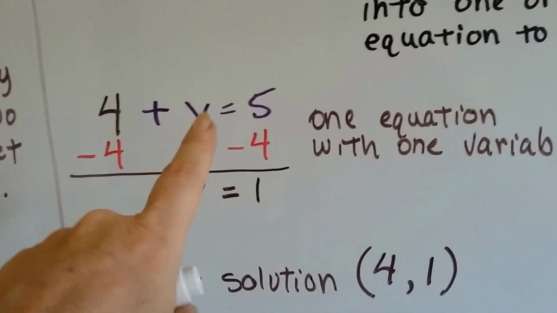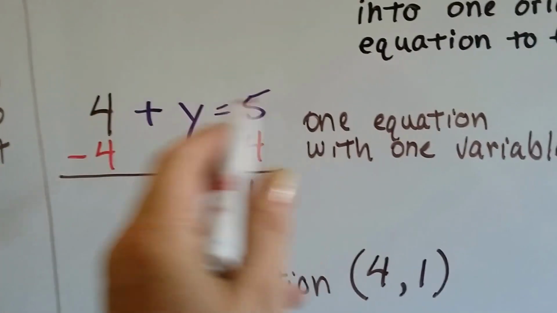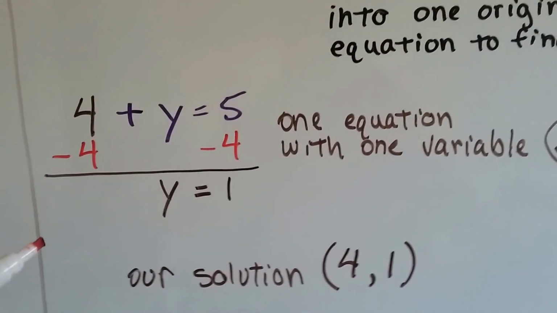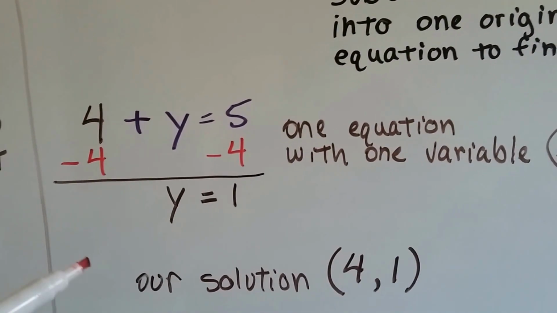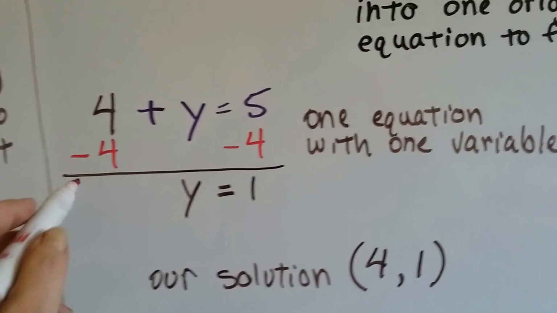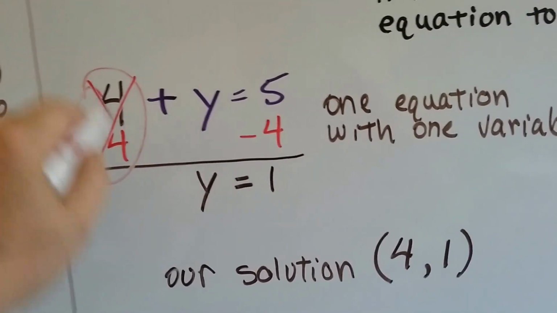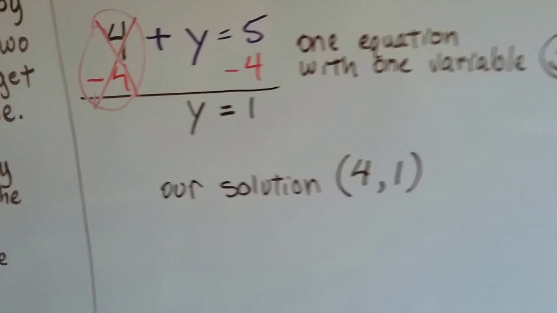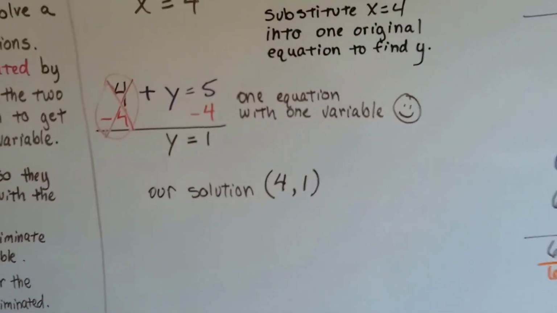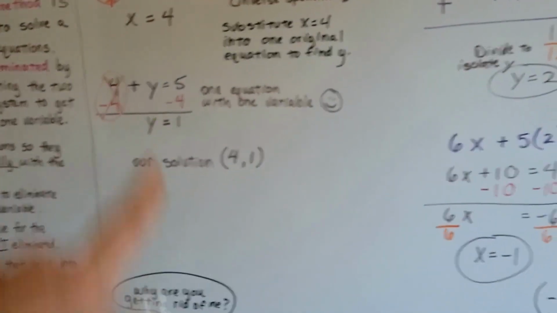So 4 plus y equals 5. Well, we know that's a 1. That's like first grade math, isn't it? But we have to do it the right way. We have to use the inverse operations, the properties of equality. So we're going to take 4 away from each side of the equation. That creates a zero pair. 5 take away 4 is 1. Y equals 1. Our solution is (4, 1). See? That's our ordered pair. Okay, you want to try it again?